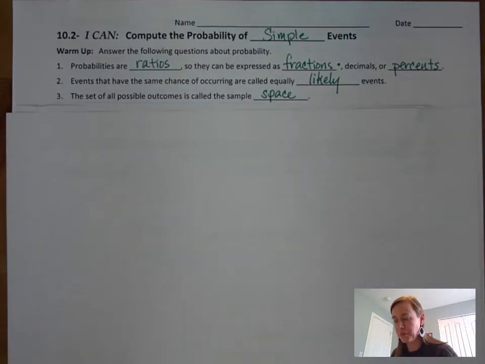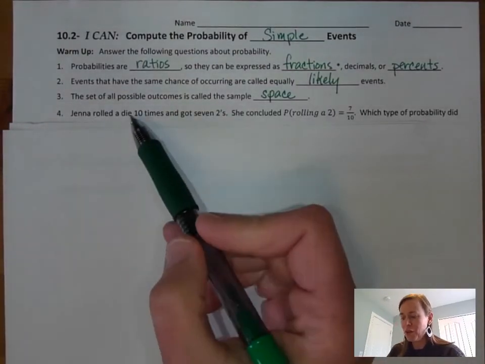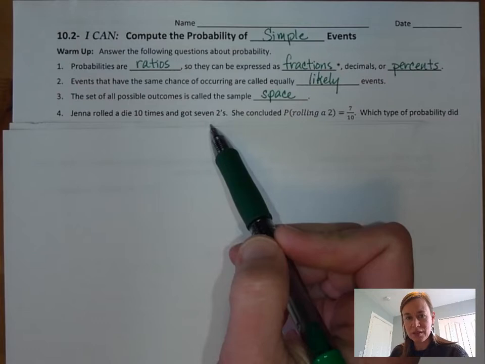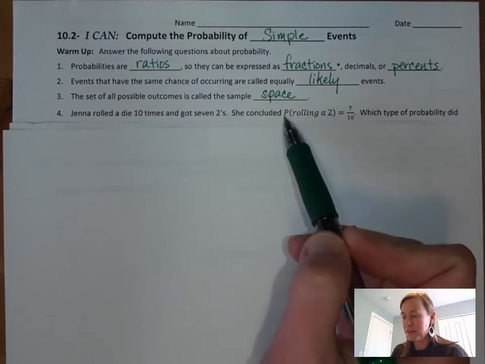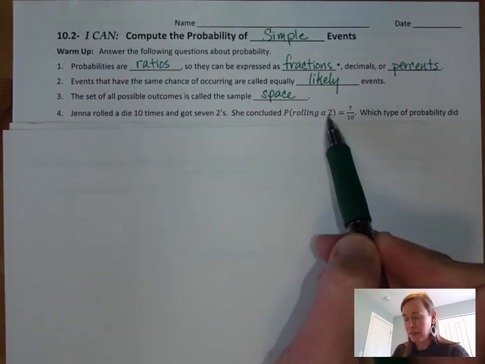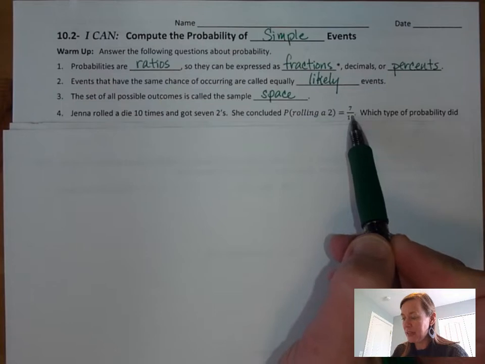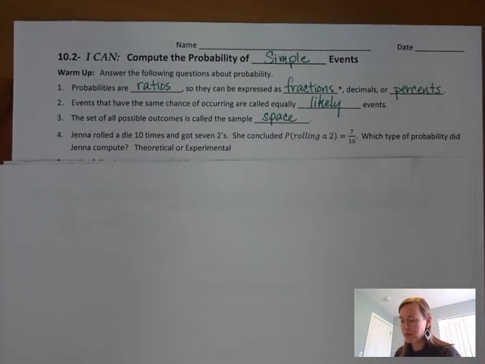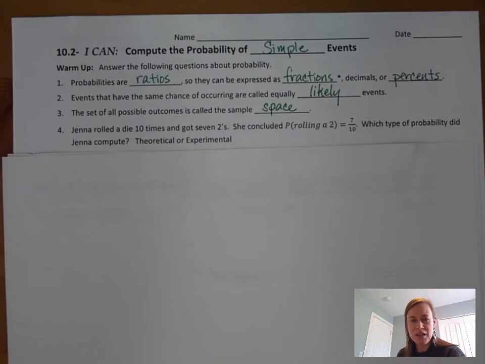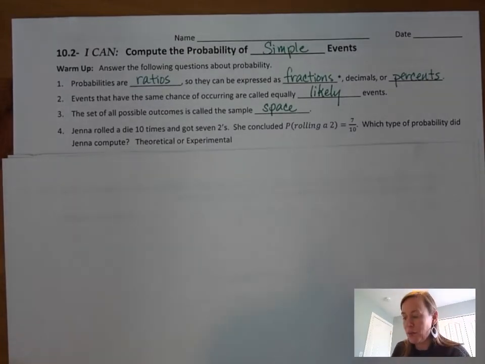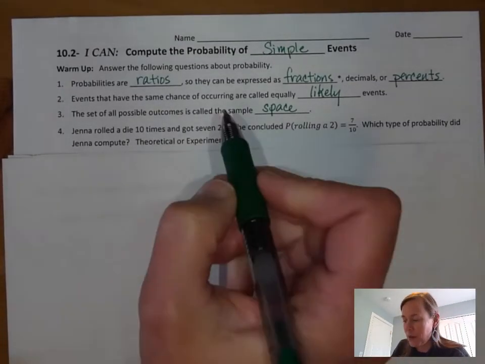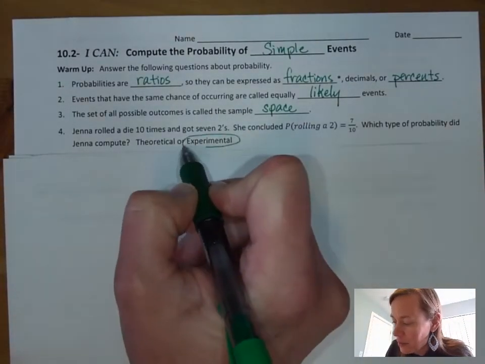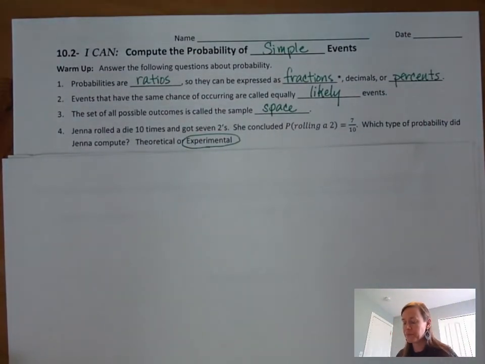Let's go to question 4. Jenna rolled a die and got 7 2s. She concluded that the probability of rolling a 2 is 7 over 10. Which type of probability did Jenna compute? All right, so which one did she compute? It was based on an experiment. She actually rolled that die 10 times. So it's like she was doing an experiment, right? So that was experimental probability.